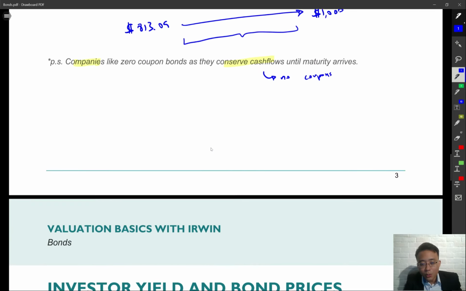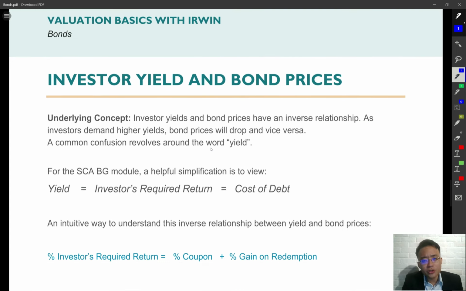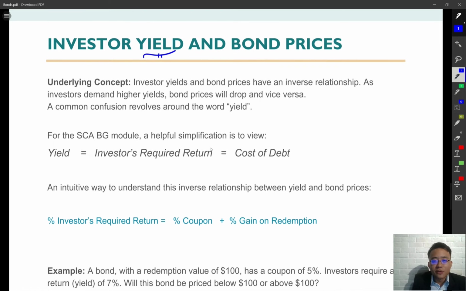Now let's complete it with a final concept for bonds. Whenever you touch on bonds, you will see the word yield. So I'm going to take the last 5 minutes to quickly explain to you the concept of investor yield and bond prices. You would read in the newspapers very often that investor yields and bond prices have an inverse relationship. Simply put, when one goes up, the other goes down, and vice versa. When this guy goes down, the other guy goes up.